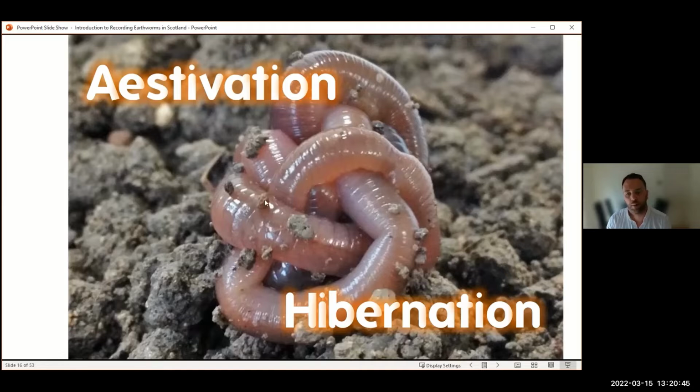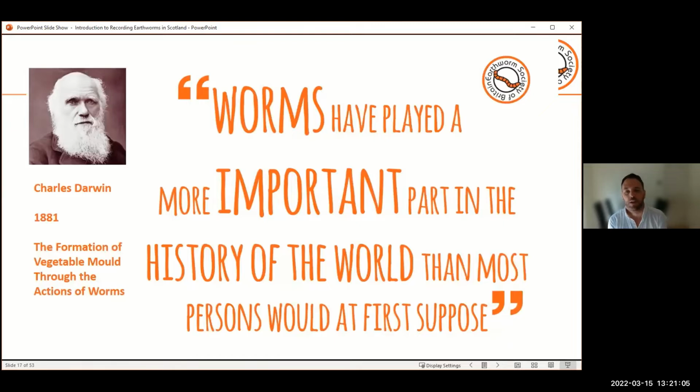I once got an email from somebody asking me what was going on here, and they said they thought the earthworm had been knotted in a ball, and they tried to help it out by unraveling it. You can imagine the earthworm probably wasn't too happy with being woken from its sleep by being unknotted by some human that was trying to help them, but yeah, not that helpful in reality. So that's a bit about earthworm biology.